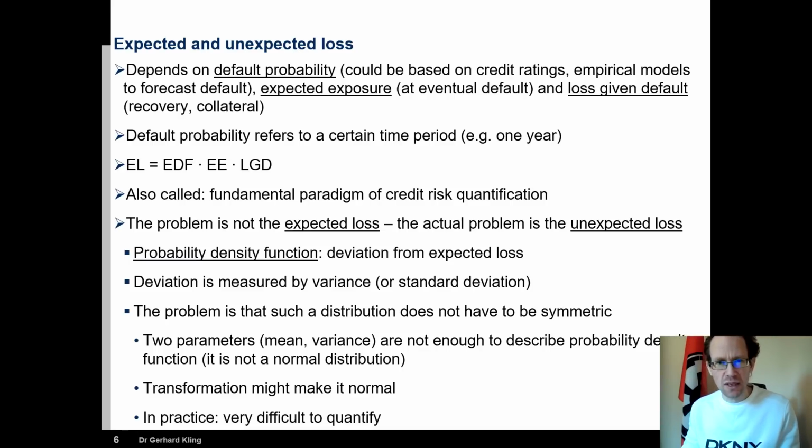The other element is given default, what's the recovery? So loss given default means that now if default happens, how much can you recover? Now the issue there is that's hard to know. And again, it depends on the type of debt. So for instance, if you talk about a mortgage, you will have a collateral. So you have a collateral in the form of real estate, so a fixed asset.